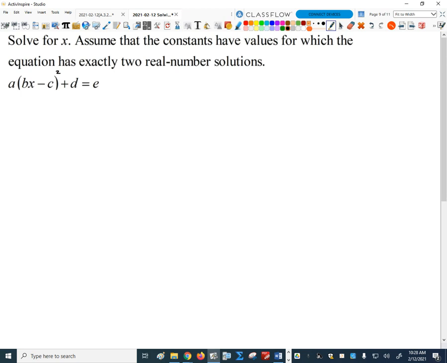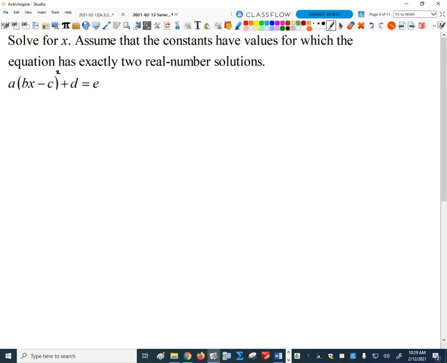Assume that the constants a, b, c, d, and e have values for which the equation has exactly 2 real number solutions. So we're going to assume that we get 2 solutions out of this. Okay, this is strange, right? Because those aren't numbers, but who cares, right? If I'm solving for x, solving means isolating. Everybody agree? So even though those constants are not written as real numbers that I can easily combine and simplify, I still treat this algebraically the same as I did all those previous examples.